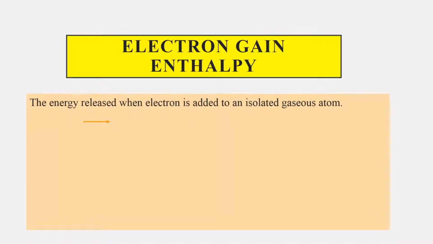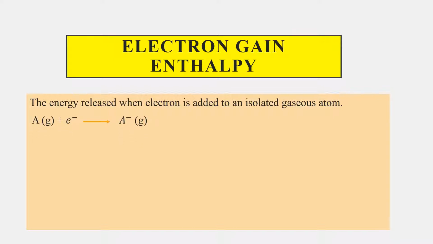Electron gain enthalpy, it is the energy. Enthalpy means energy. It is the energy released when an electron is added to an isolated gaseous atom. When we are adding an electron to an isolated gaseous atom, the energy which is released at that time is known as electron gain enthalpy.